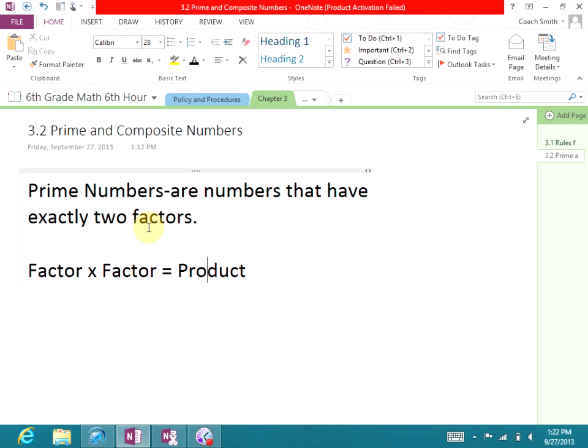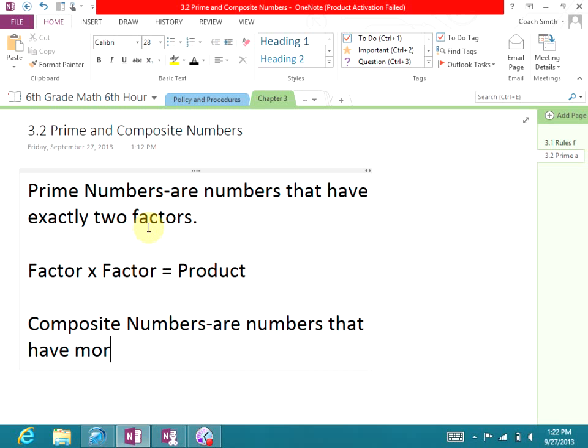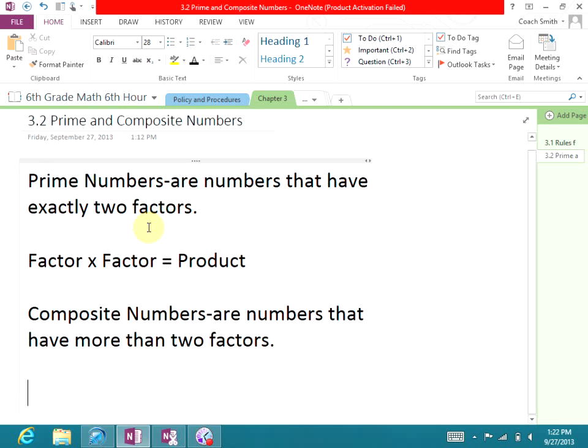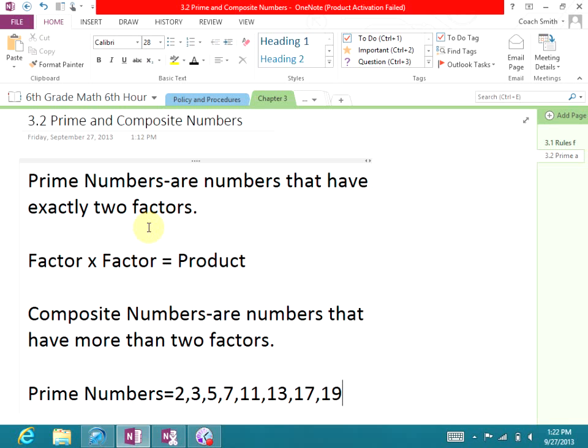All right, now, the next thing is composite numbers. Okay, composite numbers are numbers that have more than two factors. Okay? So I'll give you some examples of prime numbers. The first few prime numbers are 2, 3, 5, 7, 11, 13, 17, and 19, and so on.